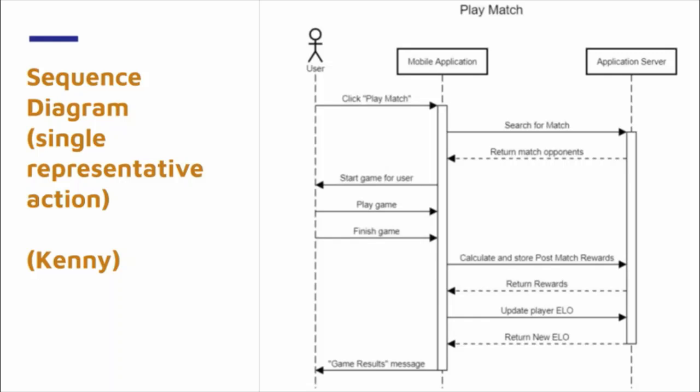a diagram that models the creation of a username to a diagram that models the transaction purchases in the store. On the slide is an example of one of our sequence diagrams, which models a user playing a chess match on our app by showing the different interactions among the different actors and participants.